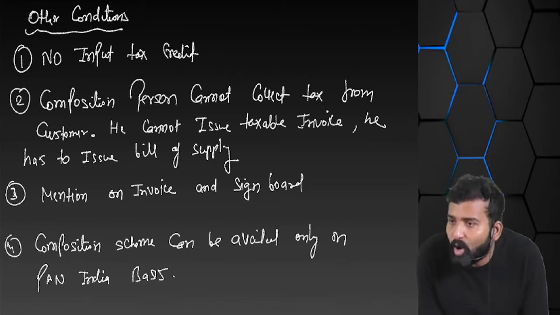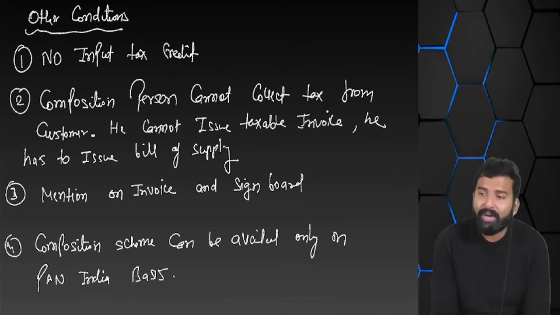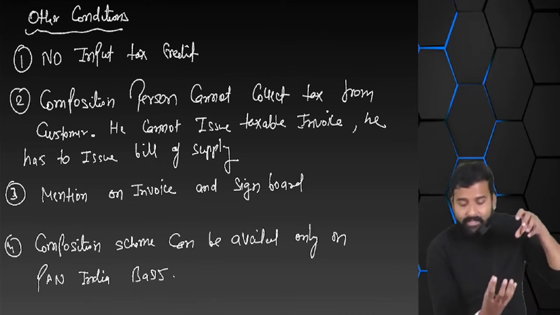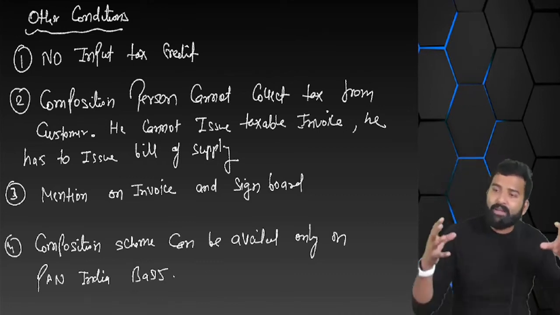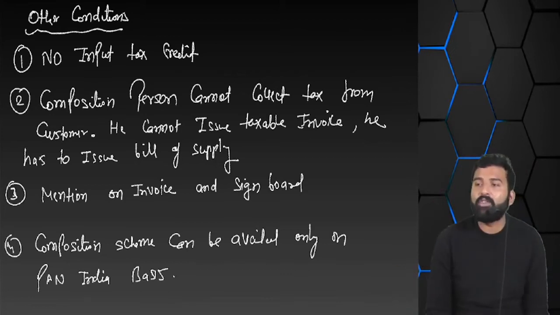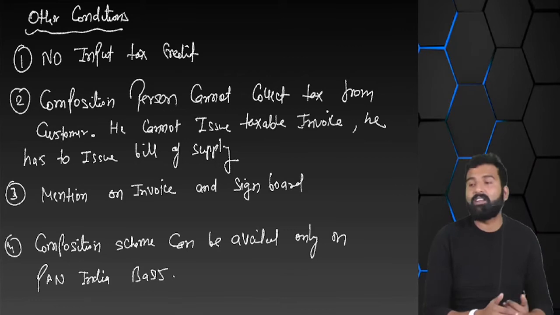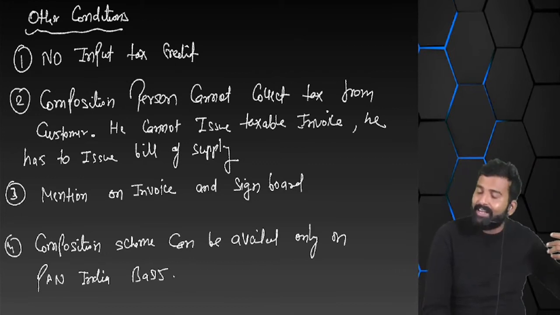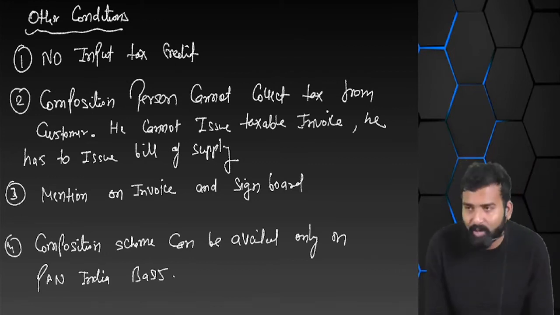Sir, is boarding and lodging of a restaurant covered under composition scheme? No. If you are providing accommodation services and restaurant services, and it's a composite supply, then it will be treated as accommodation services, not restaurant services. If you are providing both, then you cannot avail composition scheme as a restaurant because it will be covered under other services. You can register in composition scheme as an other service provider, where the limit is only 50 lakh rupees.